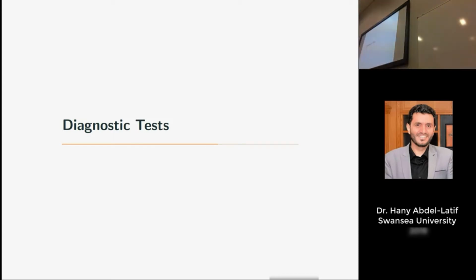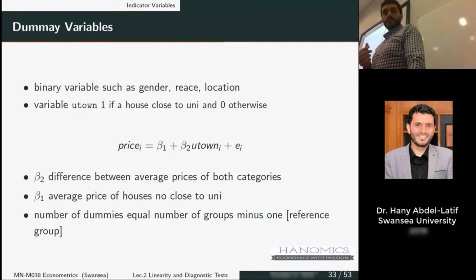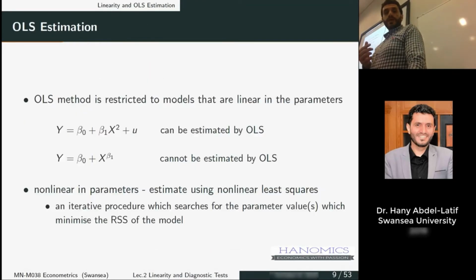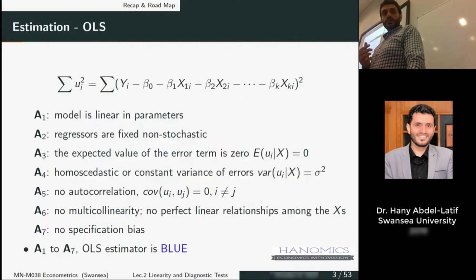We now want to turn to the tests. If you remember, we made some assumptions about the error term. Do you remember the 7 assumptions? We now want to look at these assumptions. If I go back to these assumptions, that was from last lecture, and we started with this in this lecture.